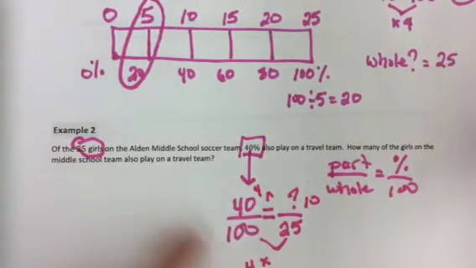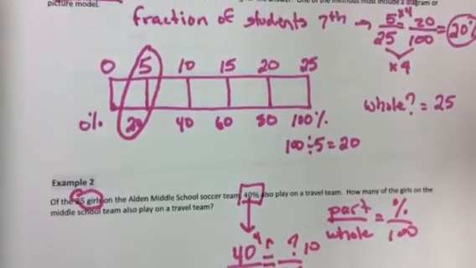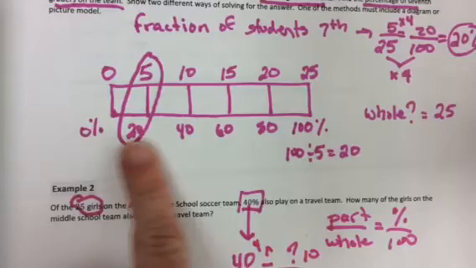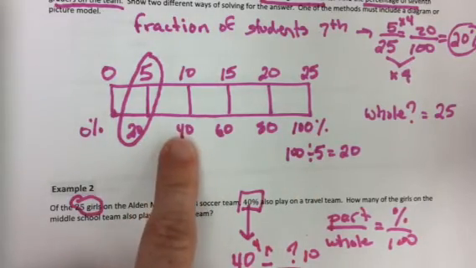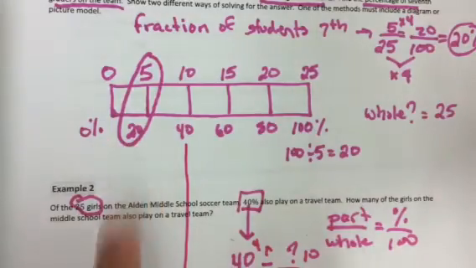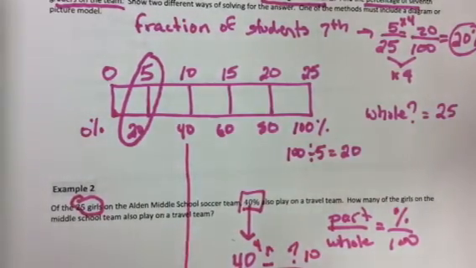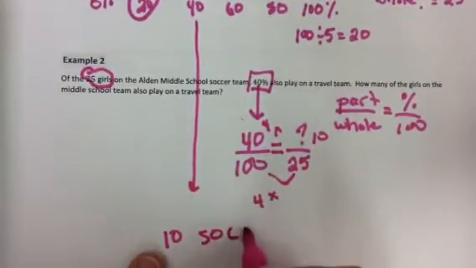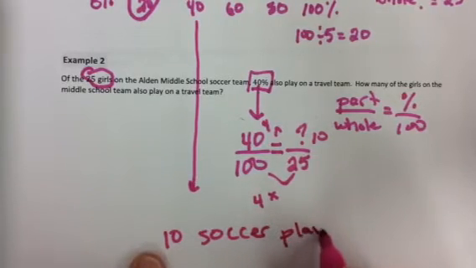I'm not going to redraw the model for the tape diagram because you can use the same model we used up here. So the question is 40%. So find 40% on your tape diagram. There it is. 40% would be 10 soccer players are on the travel team.